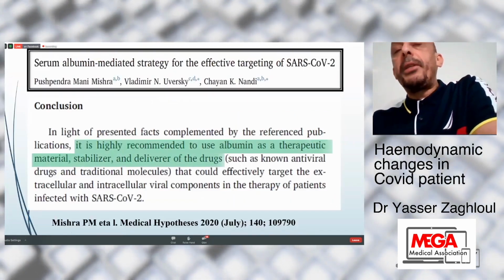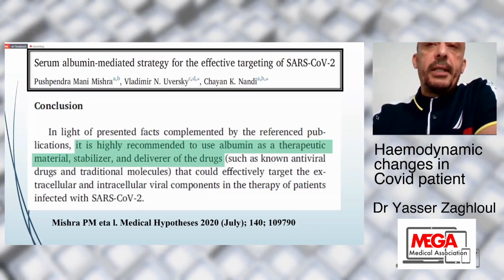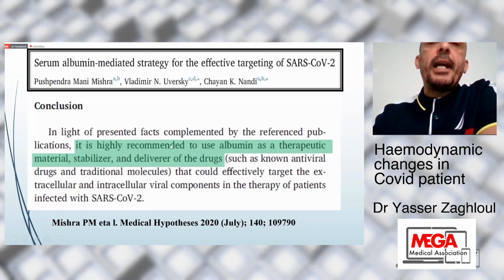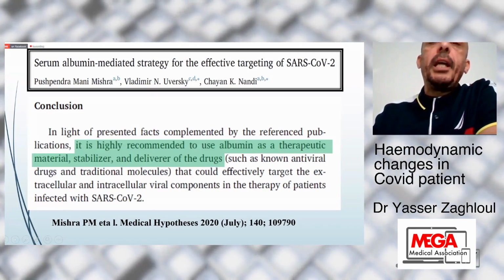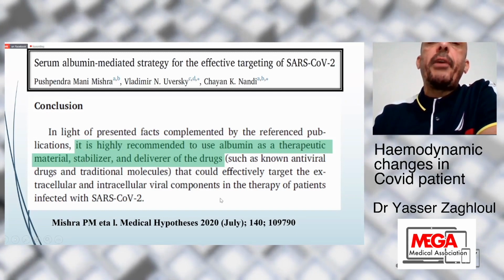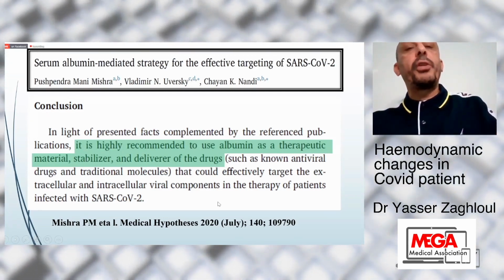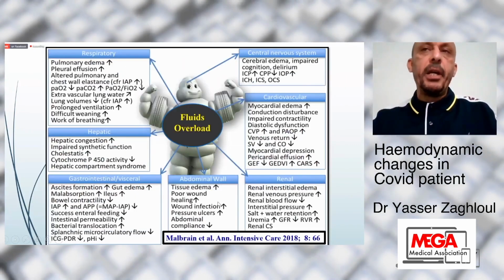And there is another recommendation also for albumin, because albumin, as you know, is a good buffer, and as well it is a stabilizer and delivers the drugs. Patients with hypoalbuminemia may have impairment of the carrier function for the antiviral medication. So there is a good recommendation to use albumin in your critically ill COVID patient.